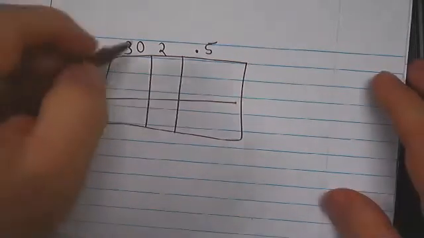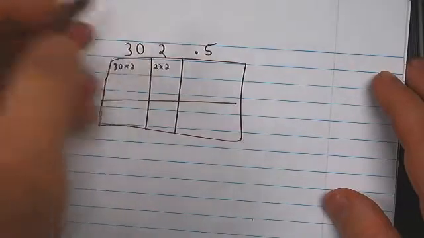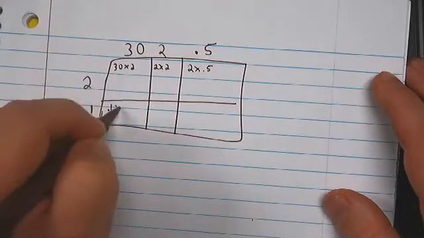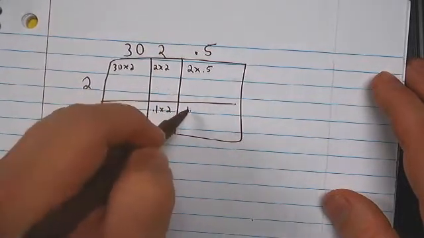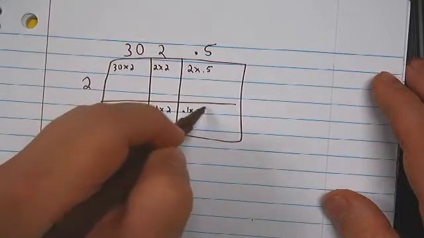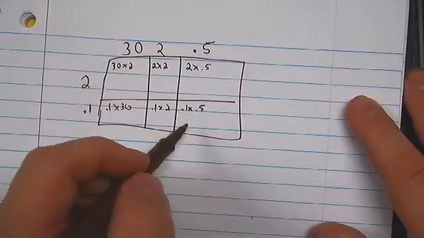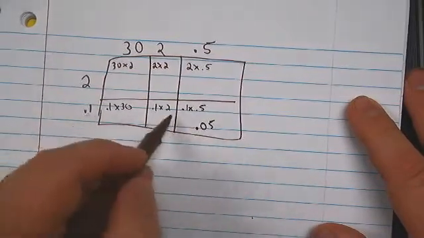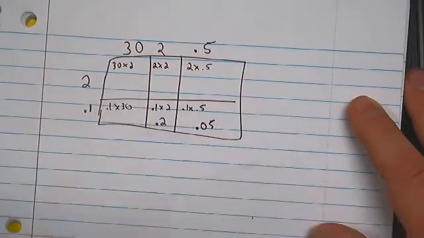All right, so let's go ahead and multiply. This is going to be 30 times 2. This is going to be 2 times 2. This is going to be 2 times 5/10. This is going to be 1/10 times 30. This is going to be 1/10 times 2, and this is going to be 1/10 times 5/10. Well, 1/10 of 5/10 is actually 5/100. This is going to be 1/10 of 2. What's 1/10 of 2? Well, 2 times 1 is 2 with 1 decimal, so that's 2/10.